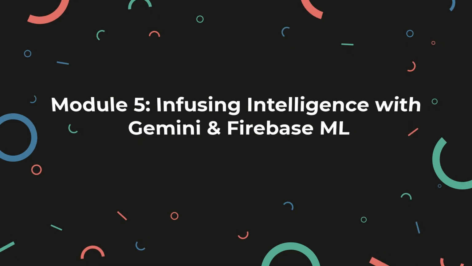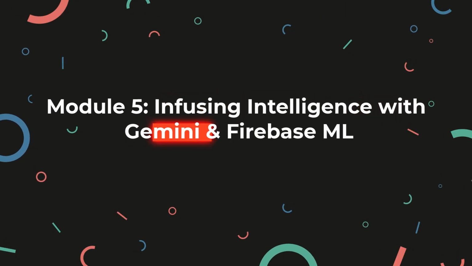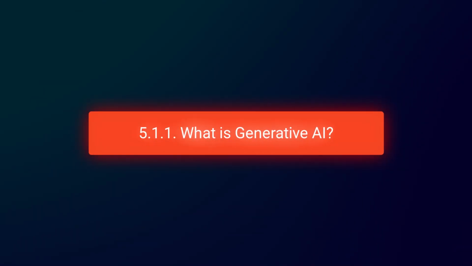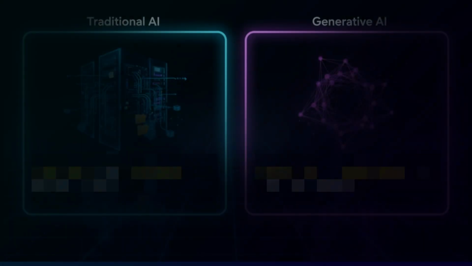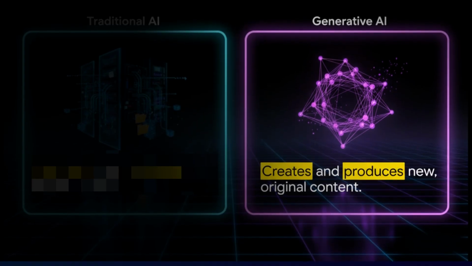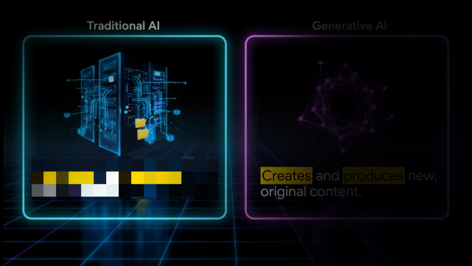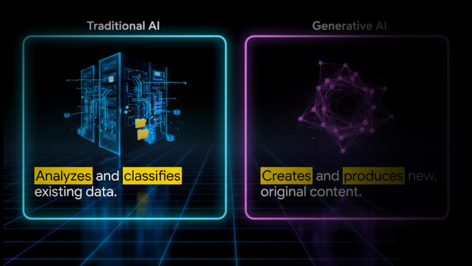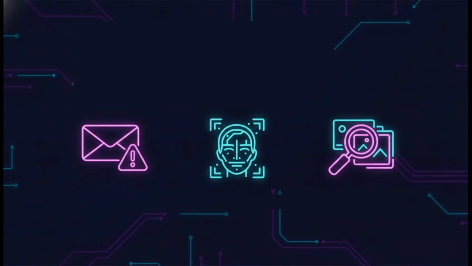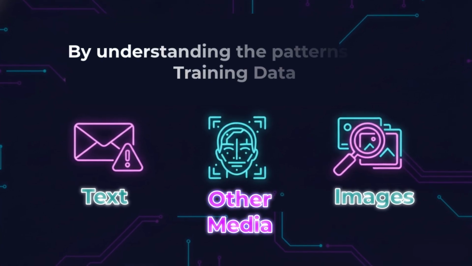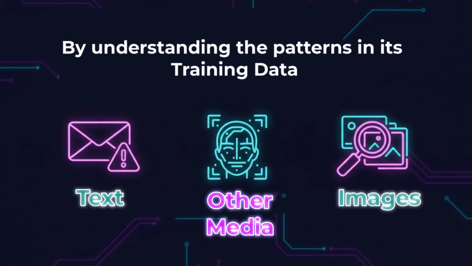Module 5. Infusing intelligence with Gemini and Firebase ML, or Firebase Machine Learning. So, what is generative AI? Generative AI is a type of artificial intelligence that can create new, original content. Unlike traditional AI, which analyzes or classifies existing data, generative AI is trained to produce new text, images, or other media by understanding the patterns in its training data.